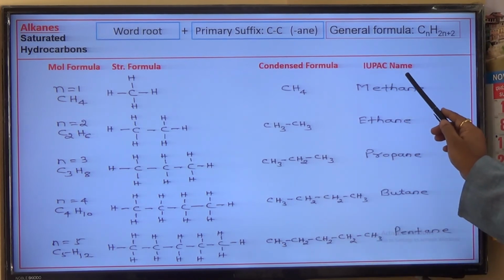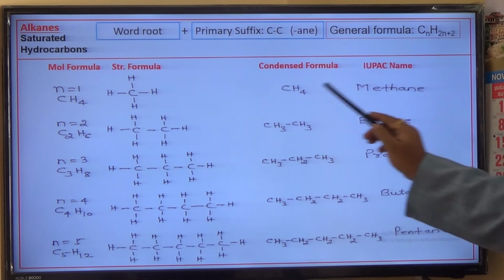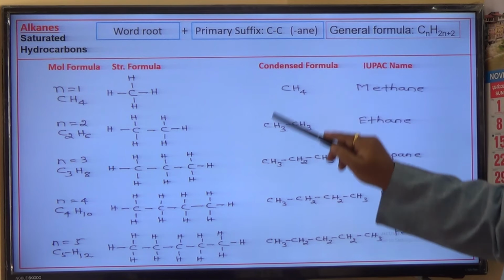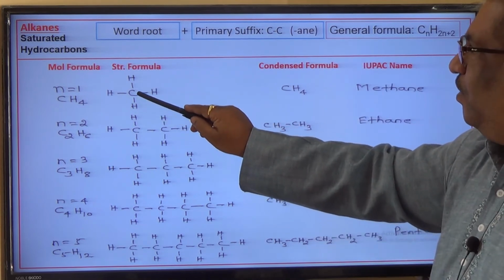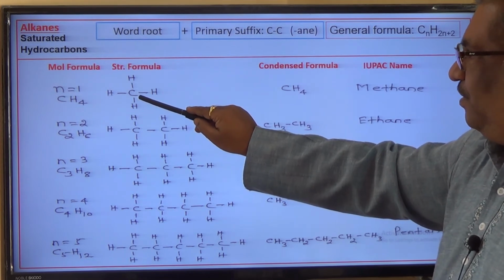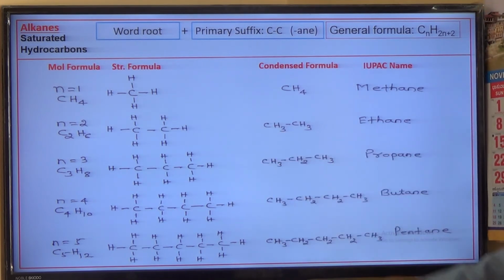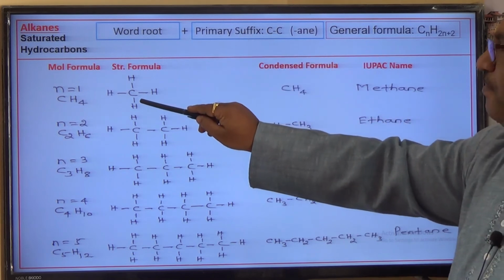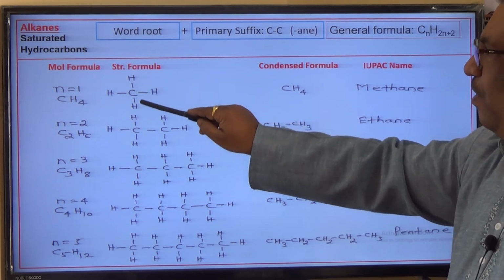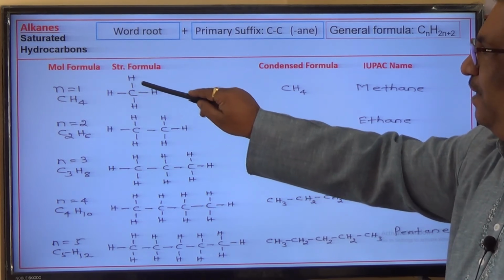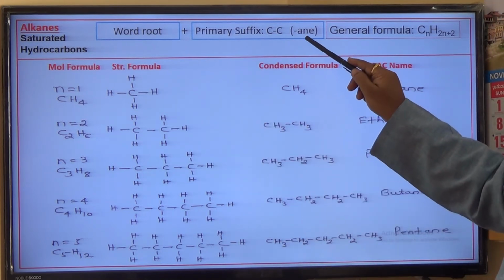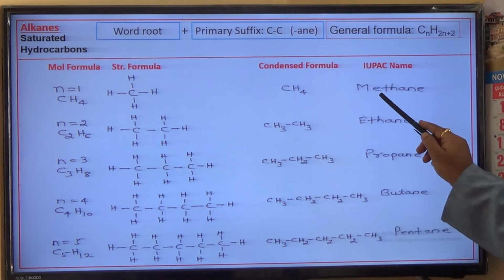What is the IUPAC name? The IUPAC name consists of the root word and the primary suffix, that is ane. How many carbon atoms are there? Only 1 carbon atom in this compound. So the root word is meth. And what is the primary suffix? There is only 1 carbon atom, and it forms only single bonds with the hydrogen atoms, and therefore we add the primary suffix ane, that is methane.